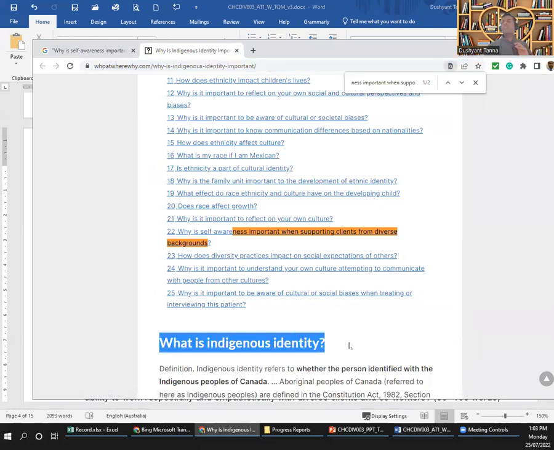Okay, by all means, read anything you like. But why is self-awareness important when supporting clients from diverse backgrounds? If I had to paraphrase it, I'll say, in my opinion, self-awareness is very important because it helps in supporting diverse backgrounds. For example, and then I'll explain it.